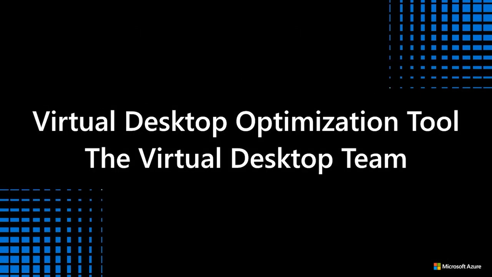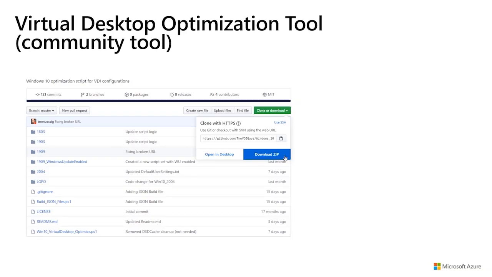So another great thing that you can do to optimize your images is to use the Virtual Desktop Optimization tool, created by the Virtual Desktop team, also known as the VDI guys in the past. That team created a community tool, and one important note to mention here is that it is a community tool, so it's not officially supported by our support desk. Our support tickets will not accept anything related to this tool, but you can use it to optimize your images and download it for free on their GitHub page that you can find here.